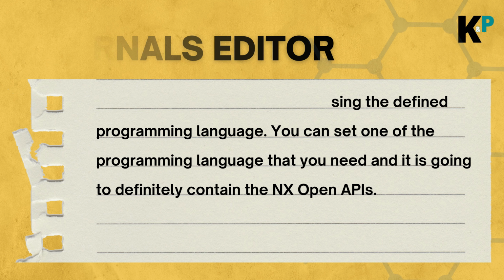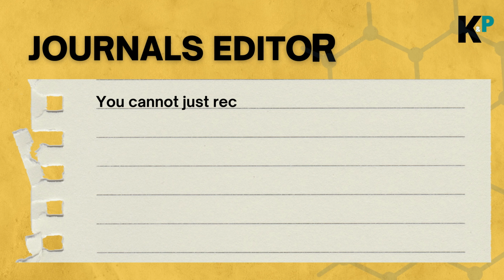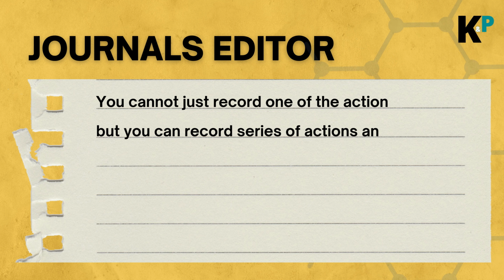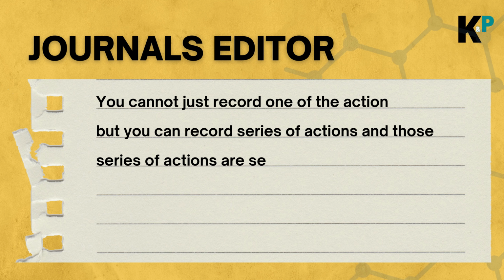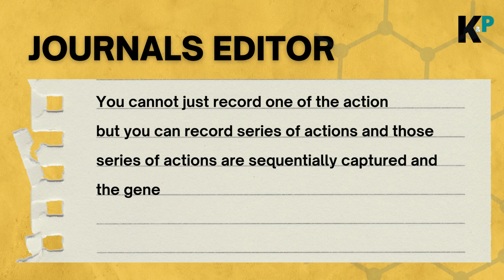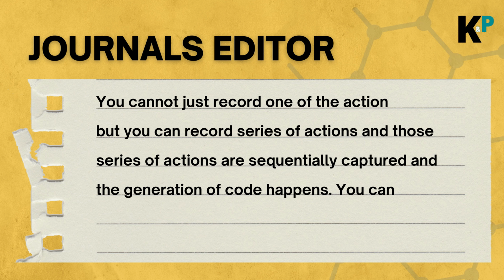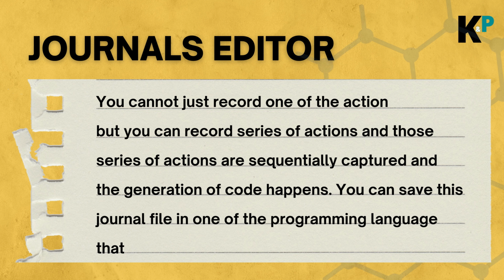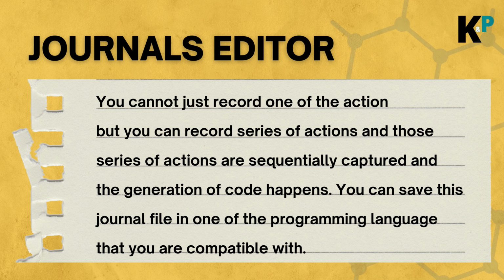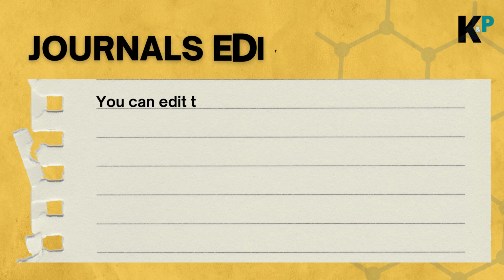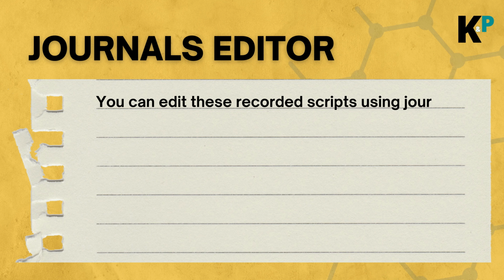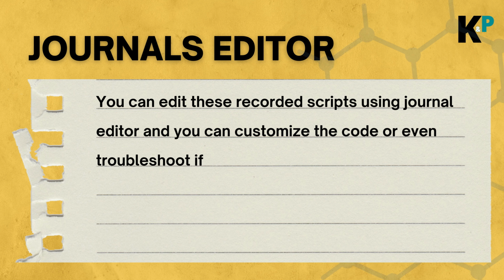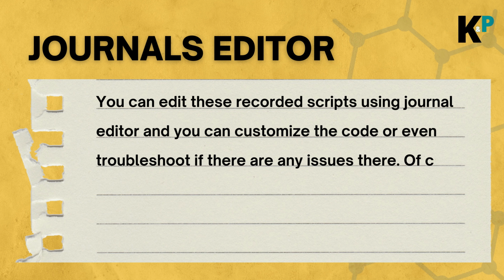In journal editor, you cannot just record one of the action, but you can record series of actions, and those series of actions are sequentially captured, and the generation of code happens. You can save this journal file in one of the programming languages that you are comfortable with. Later, you can edit these recorded scripts using journal editor, and you can customize the code or even troubleshoot if there are any issues there.